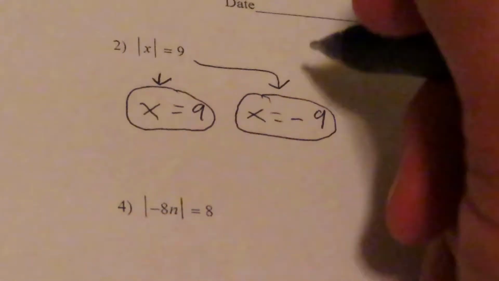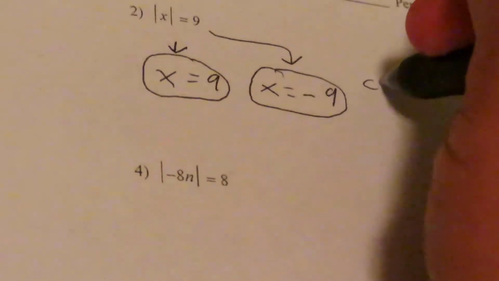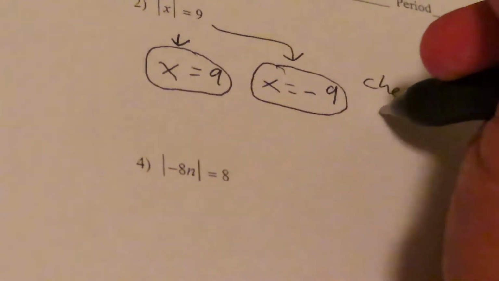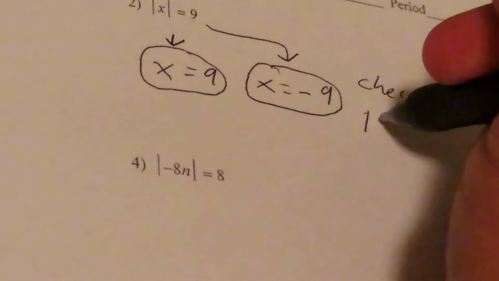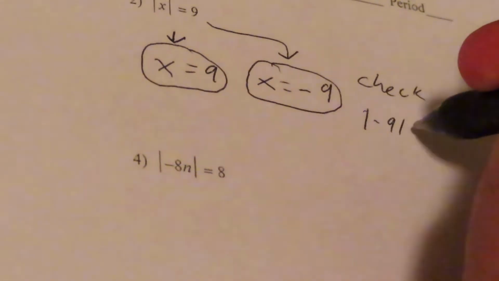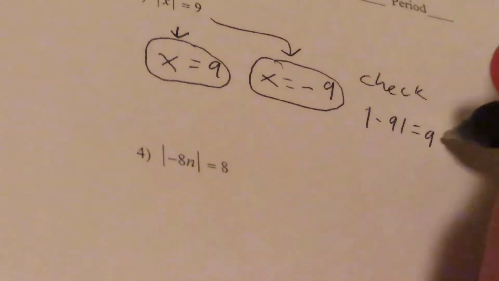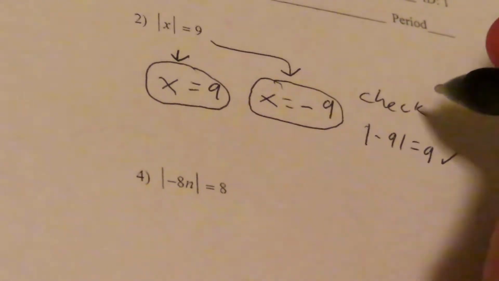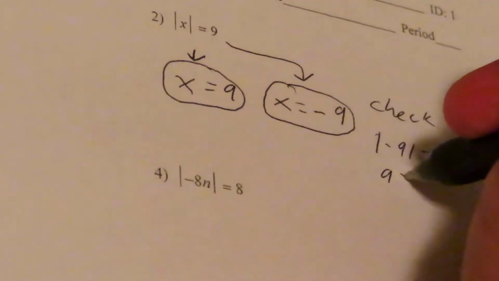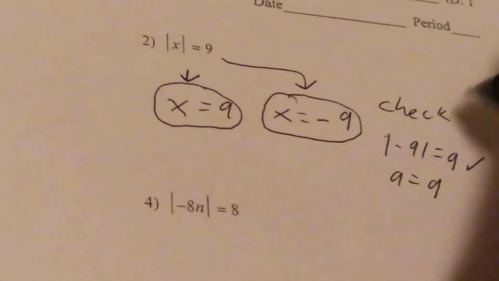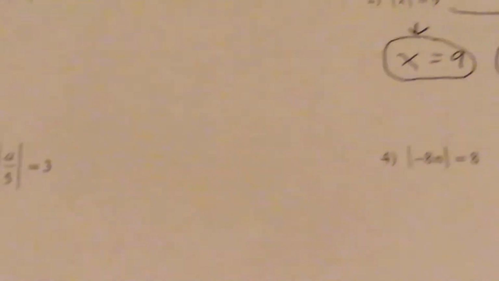So then again we can double check just to make sure. We know the absolute value of 9 is 9, and the absolute value of negative 9 is also positive 9, so it works because 9 equals 9. Okay, let's jump to a harder one.